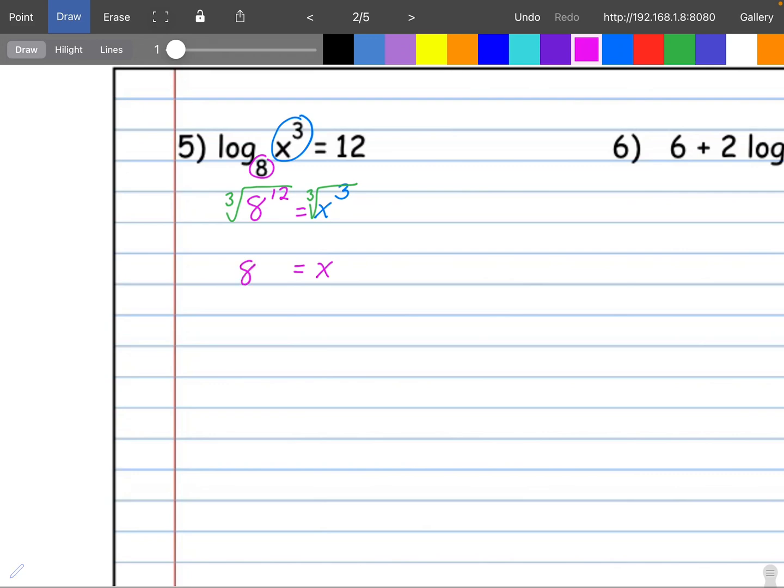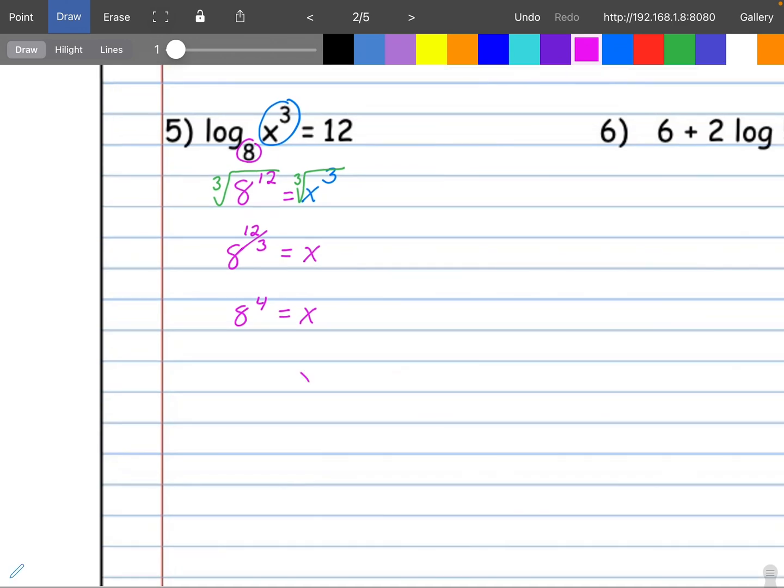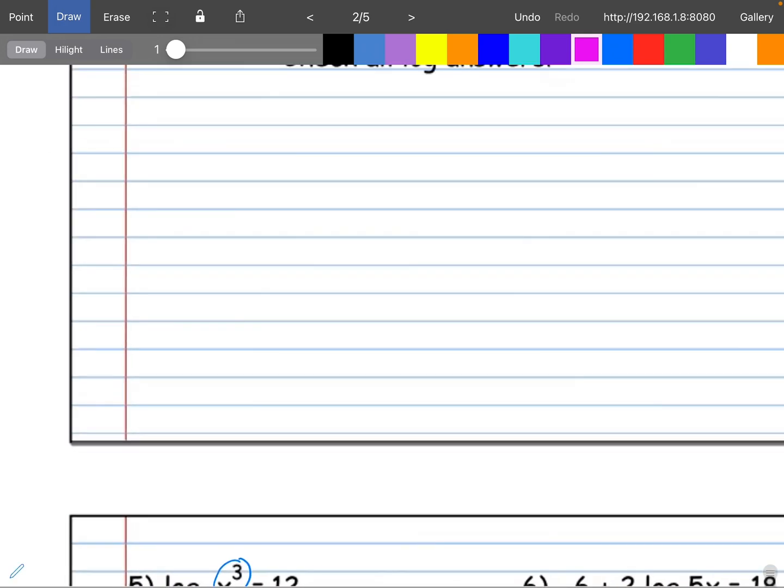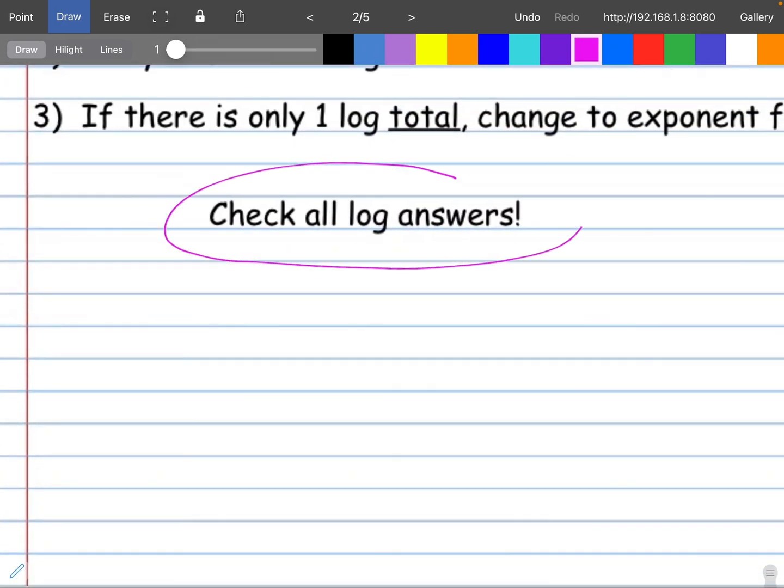So we're going to keep our base of 8, but the 12 is going to be the numerator, and the 3 for the cube root is the denominator. So 12 over 3 is really just 4. So that's 8 to the fourth power equals x, and then hey, that's normal math. We can put that in the calculator. So if you type in 8 to the fourth power in your calculator, you're going to get that x equals 4,096.